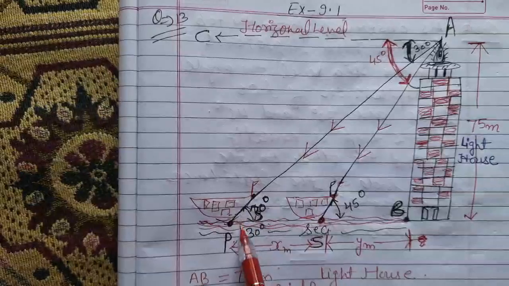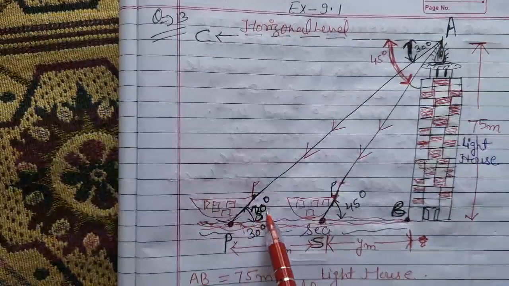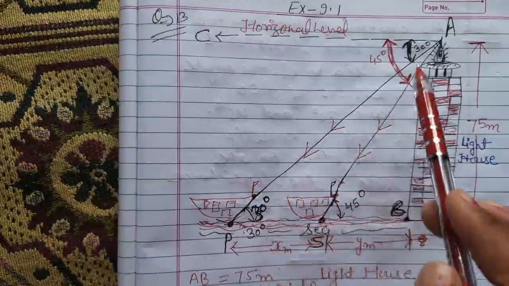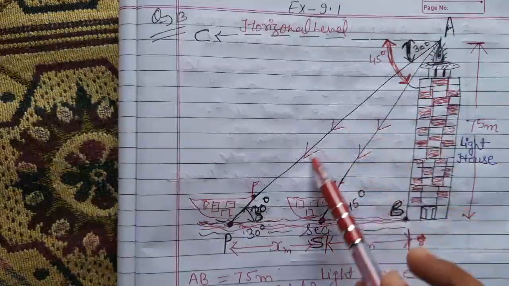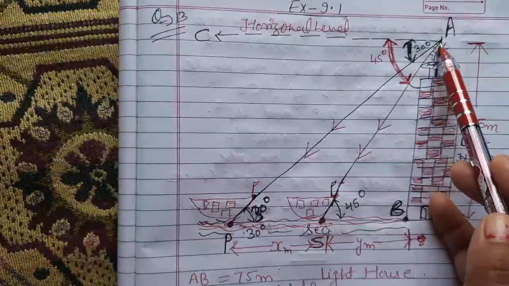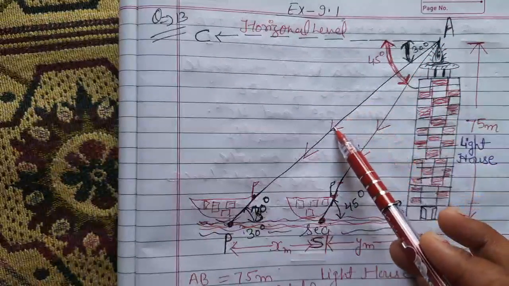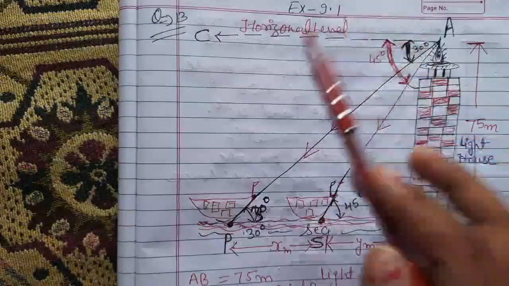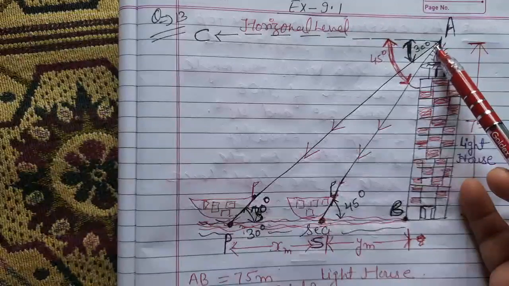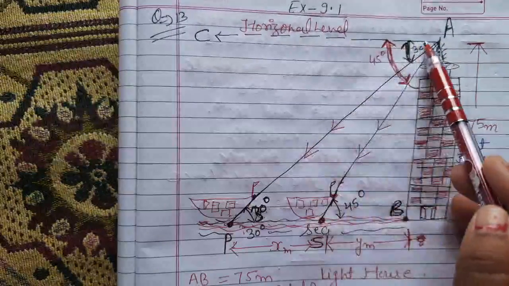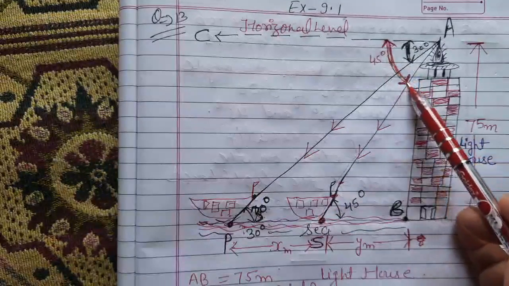So for the ship which is far from the foot of the lighthouse, the angle of depression will be 30 degrees, because the angle of depression is measured from the top of the lighthouse. So this line is the first one, and this is our horizontal level. For the second ship, the angle of depression is 45 degrees. So that means between the horizontal level and the line of sight, this is our line of sight and it is the complete 45 degrees.